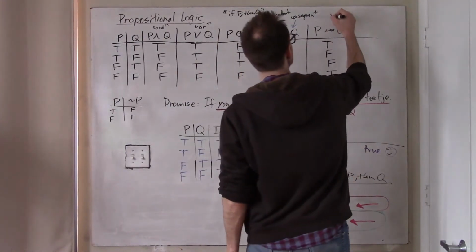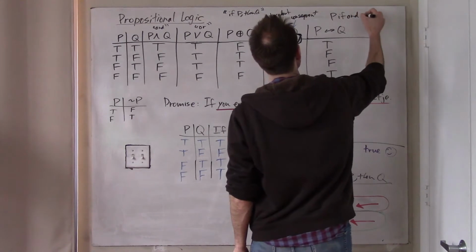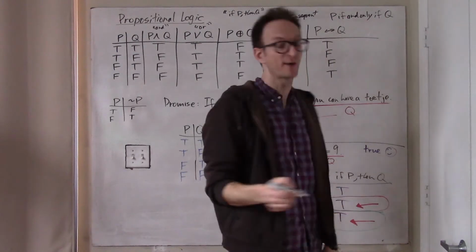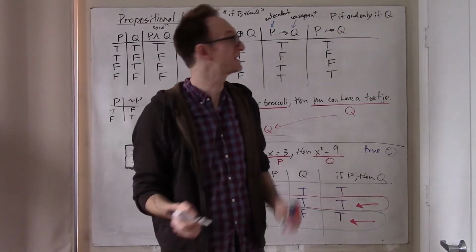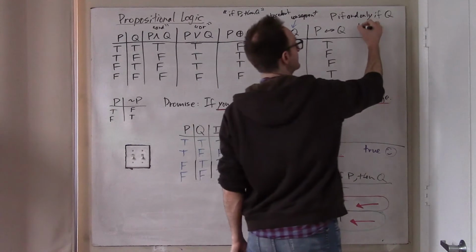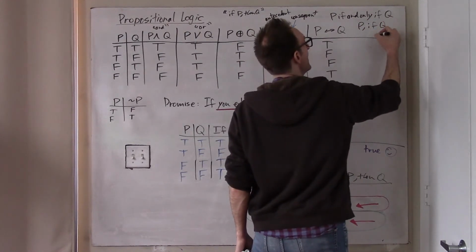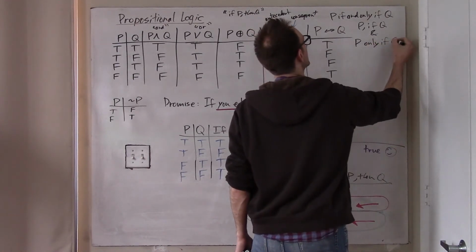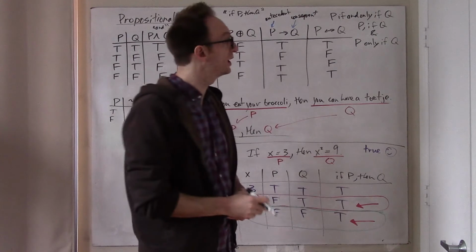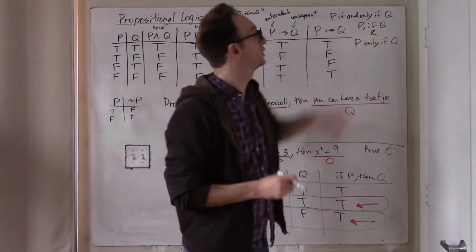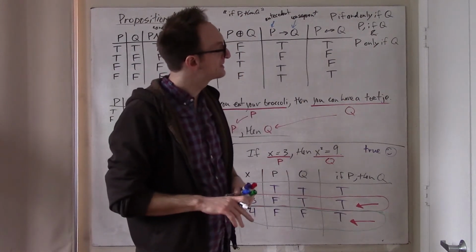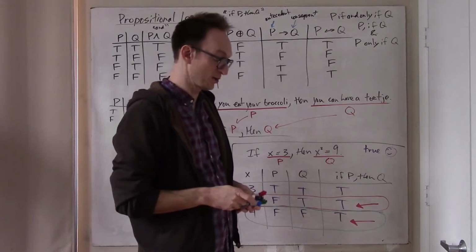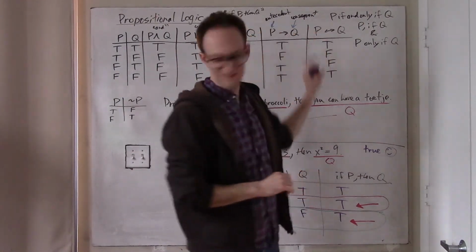So, P if and only if Q is a kind of artificial sentence, which really just says P if Q, and it also says P only if Q. And P if Q is basically Q arrow P, and P only if Q is P arrow Q, although that's not obvious. Okay, I'm going to just leave that there.